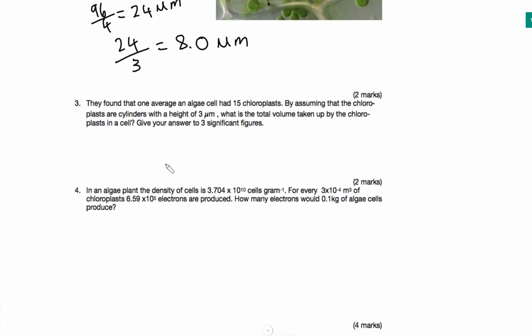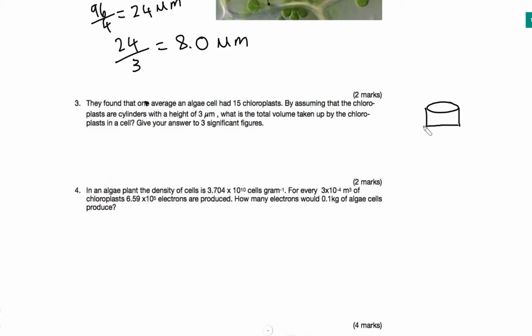Okay, so this is where it gets slightly harder. Question 3: they found that on average an algae cell had 15 chloroplasts. By assuming that the chloroplasts are cylinders with a height of 3 micrometers, what's the total volume taken up by the chloroplasts in a cell? It's told you to assume that it's a cylinder. It would probably be more like a sphere, but that might be a bit too much of the biology spec.